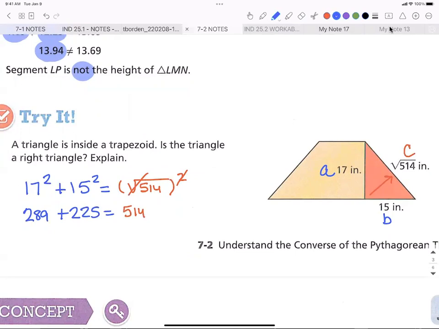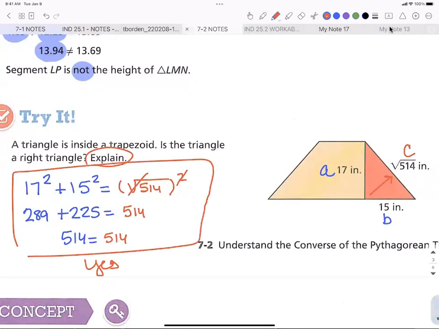17 times 17 is 289. 289 plus 225 is 514. So is the red triangle a right triangle? Yes. And as far as explain, that's what you did right here. So you're good.